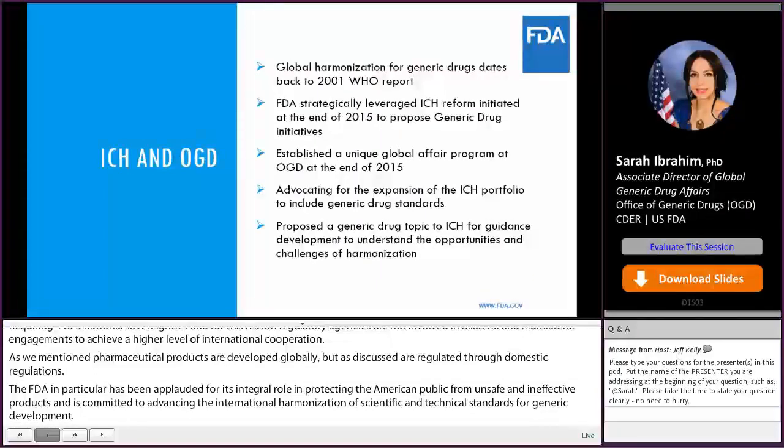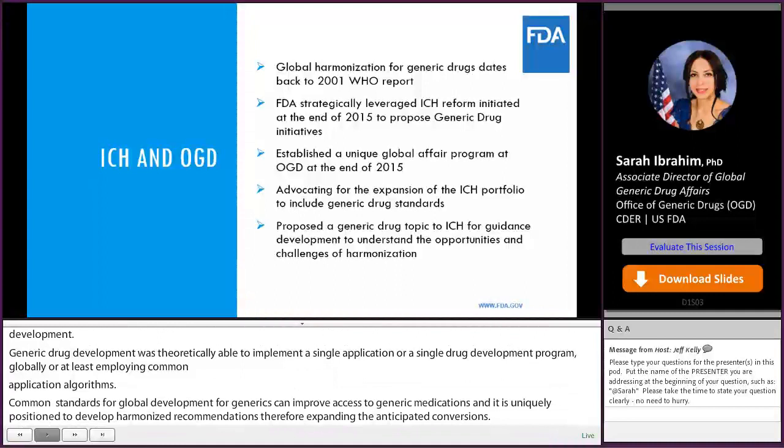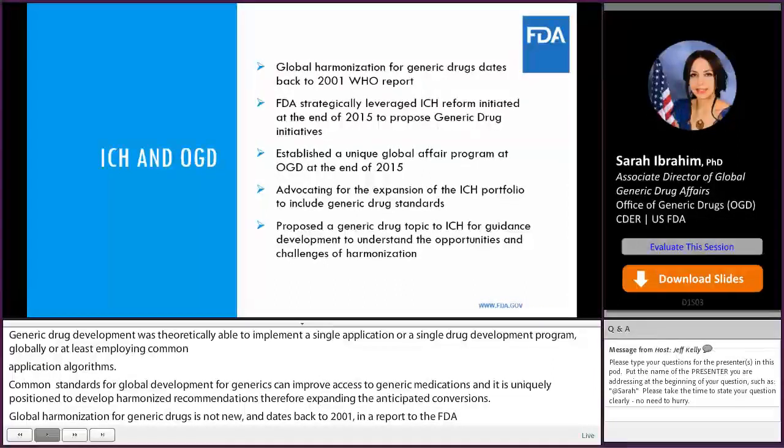Common standards for global development for generics can improve access to generic medications, and ICH is uniquely positioned to develop harmonized recommendations, thereby expanding the anticipated convergence. Global harmonization for generic drugs is not new and dates back to a 2001 WHO report. FDA strategically leveraged ICH reform initiated at the end of 2015 to propose generic drug initiatives, and established a unique global affairs program at the Office of Generic Drugs at the end of 2015.